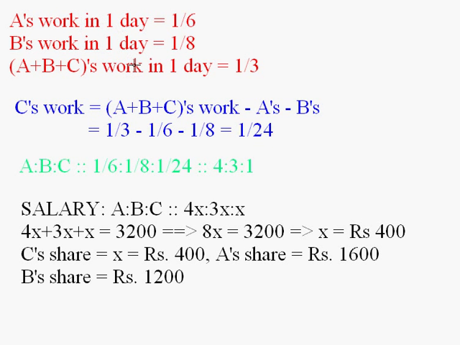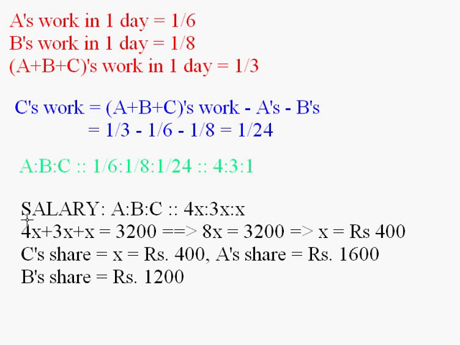These three equations, you subtract A plus B plus C minus A and B, you will get C's work done, right? So C's work done in 1 day will be 1 upon 24. So we wrote the ratio A is to B is to C, 1 is to 1 upon 6, 1 upon 8 and 1 upon 24. So it will be 4 is to 3 is to 1.